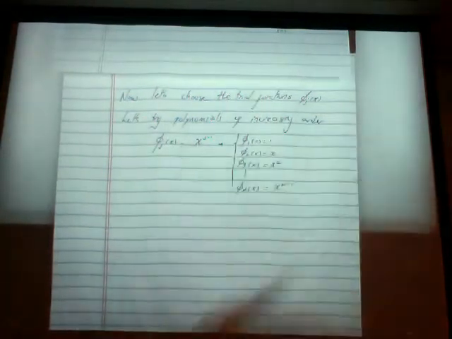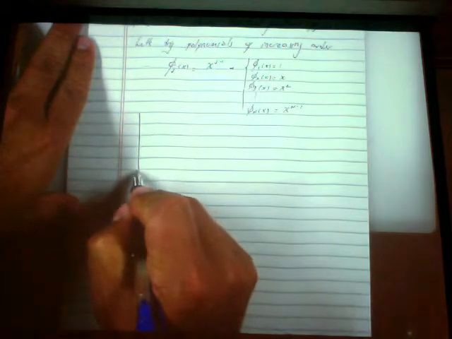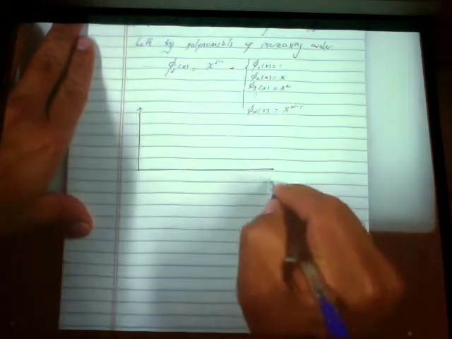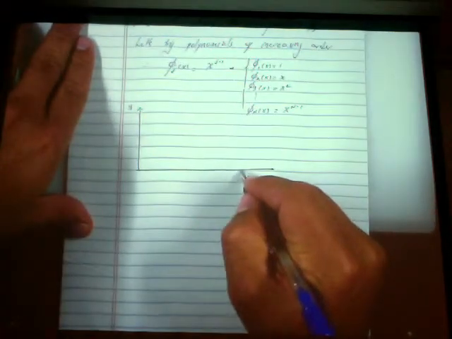How do these polynomials look? If you plot them, x and y, and let's say I want to plot them from 0 to 1.